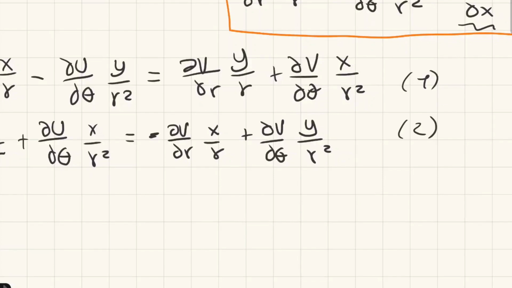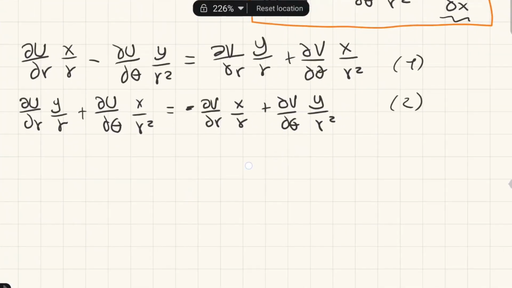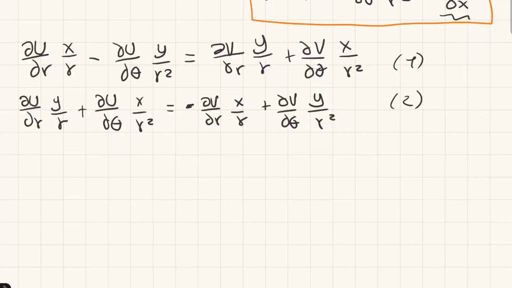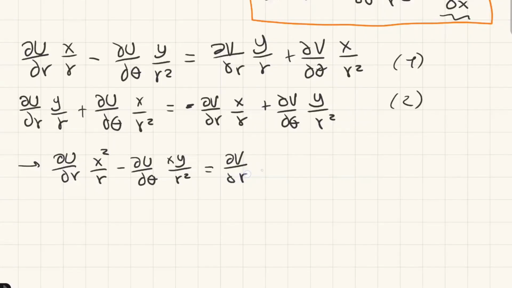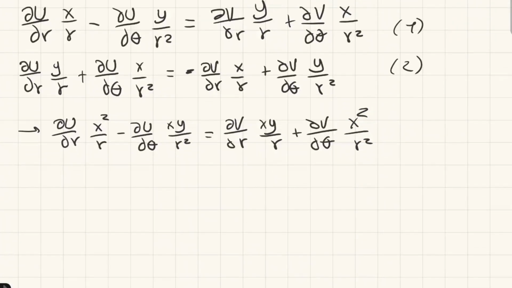And then if we sum them, we are going to get that these, for example, two elements are going to cancel. Okay, so I think that will be a good clue to follow. So the first equation is going to be the derivative of u with respect to r, x squared divided by r, minus the derivative of u with respect to theta, xy divided by r squared, equals the derivative of v with respect to r, xy divided by r, plus the derivative of v with respect to theta, x squared divided by r squared. And the second equation, it's by y.